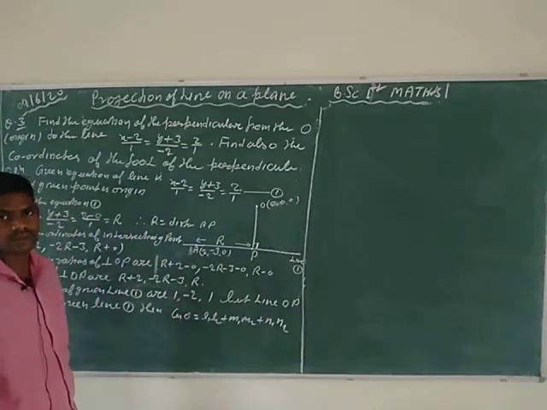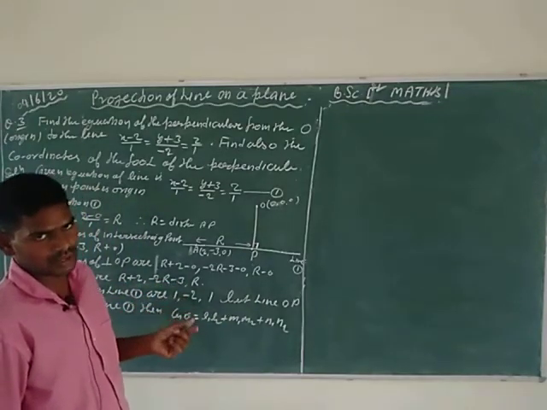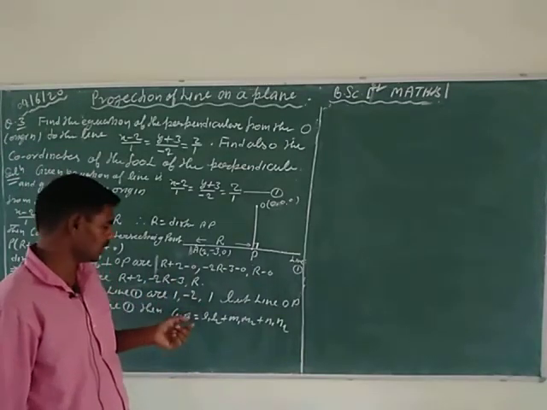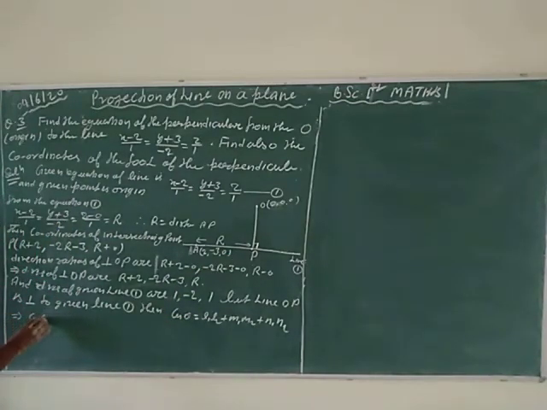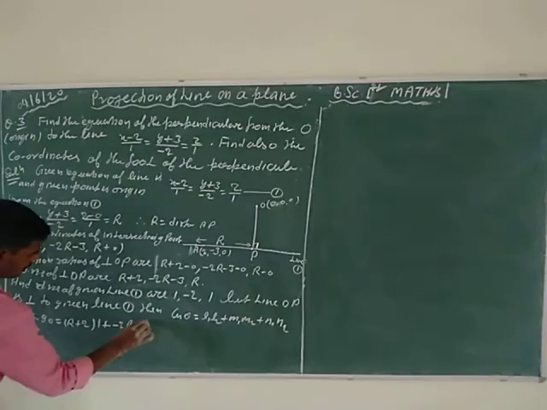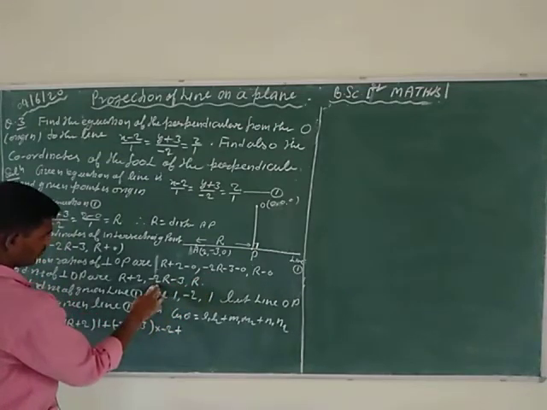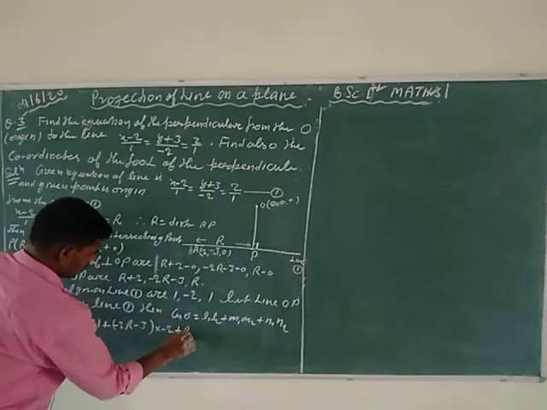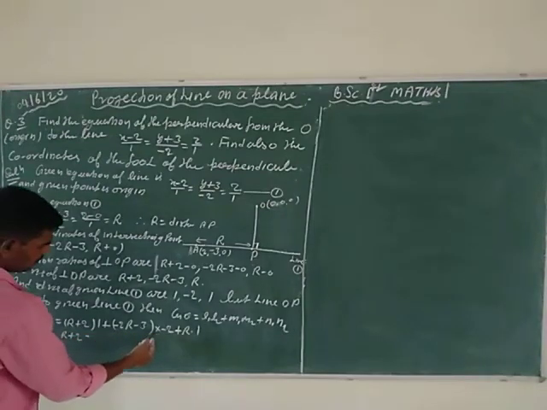Here L, M, N are the direction cosines, but r plus 2, minus 2r minus 3, r are direction ratios, which are proportional to the direction cosines. Using the two direction ratios, cos theta is equal to cos 90 degrees. So: (r plus 2) into 1 plus (minus 2r minus 3) into (minus 2) plus r into 1. Here cos 90 is equal to 0.